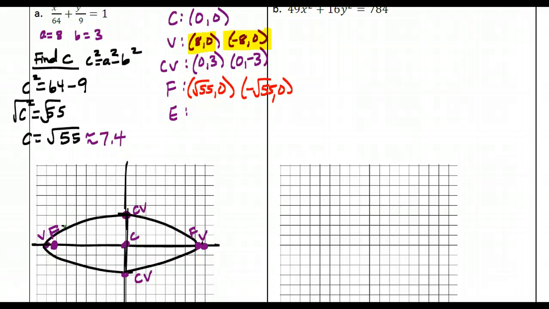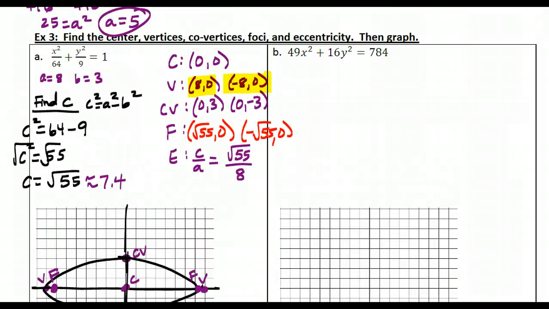And last but not least, the eccentricity, that was c over a. So c this time is square root of 55 and a is 8. There I go. They're just going to try to throw you off sometimes by having something that's not in standard form.